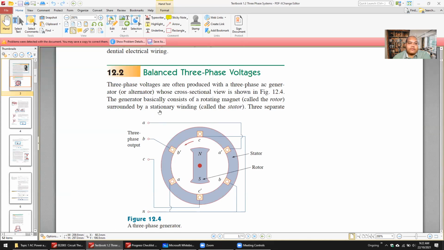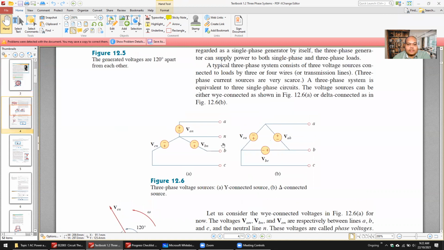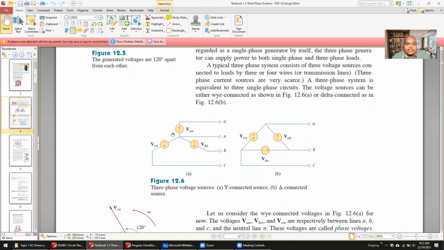This one is the textbook. If you want to use the textbook, the content is almost the same. So basically, this is how you get a 3 phase. You have 2 wires. This one is 1 voltage source, 1 voltage source, and 1 voltage source. That is how you get 3 phase from a generator. As I mentioned before, the connection can either be star, this is star connection, or Y connection.